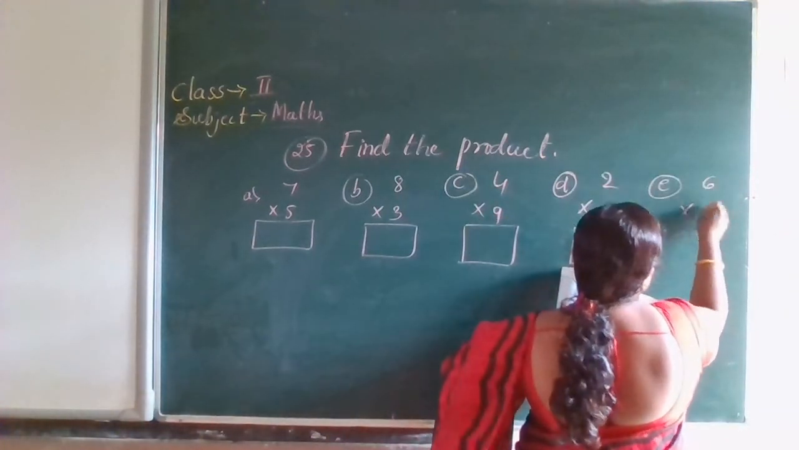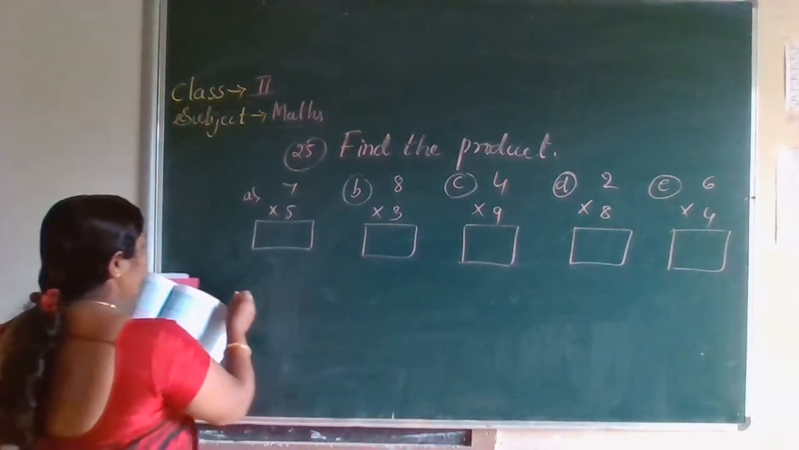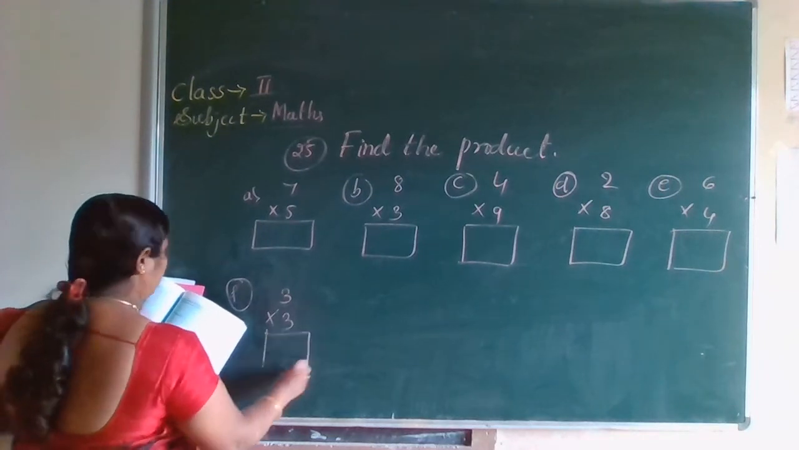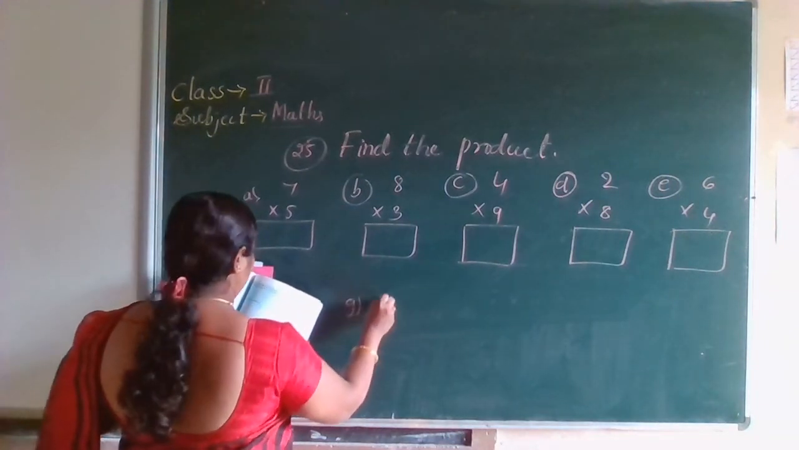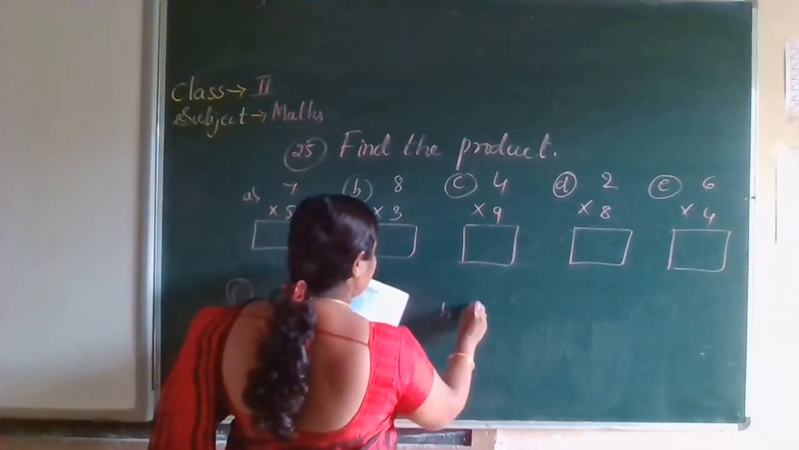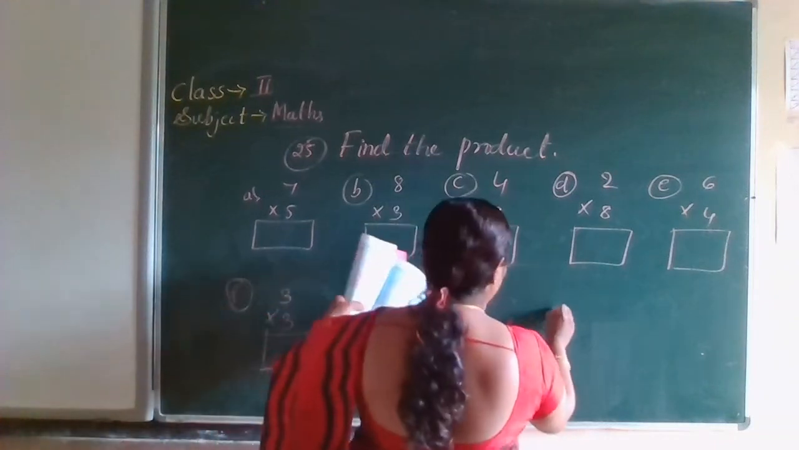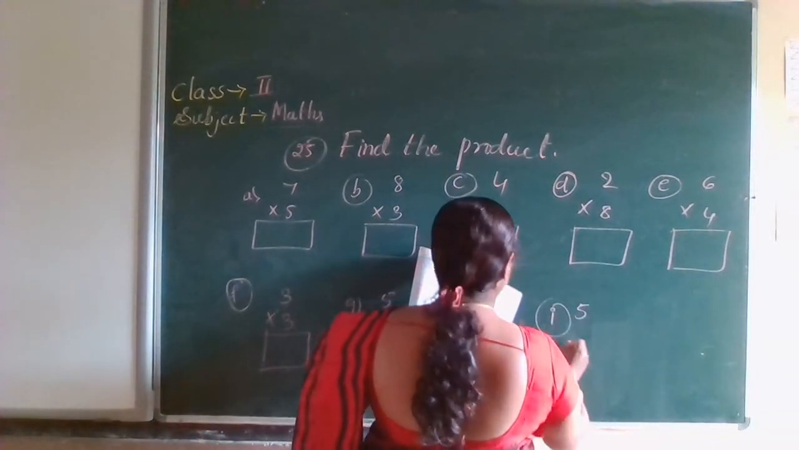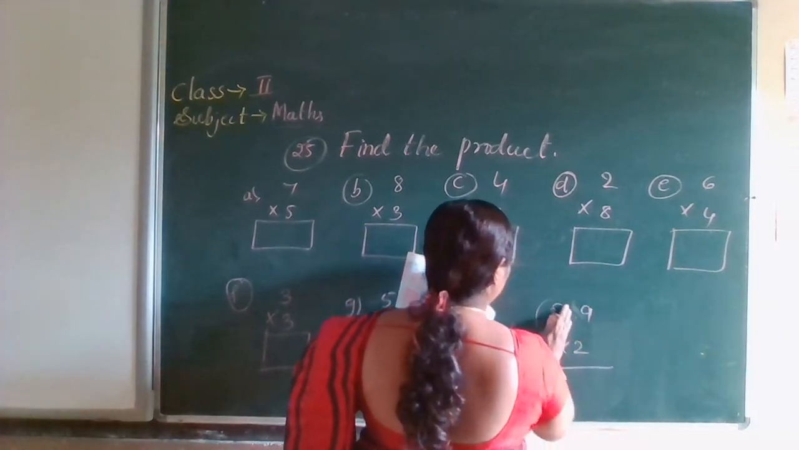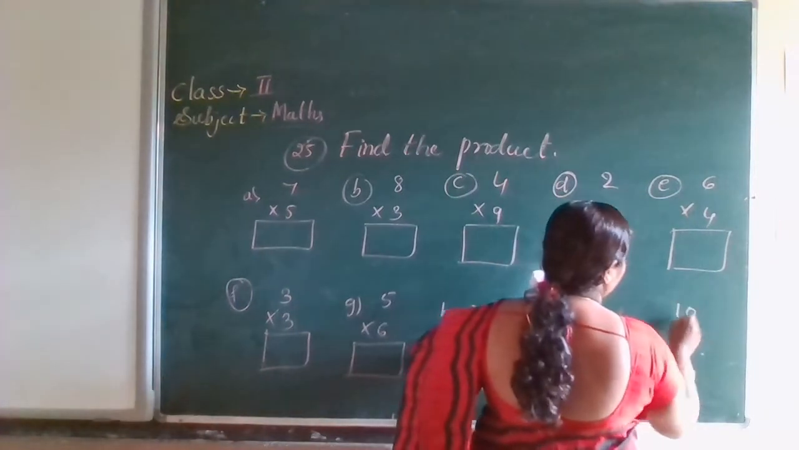E: 6 into 4. Next, F: 3 into 3. G: 5 into 6. H: 7 into 7. I: 5 into 4, 9 into 2. Last, 10 into 5.